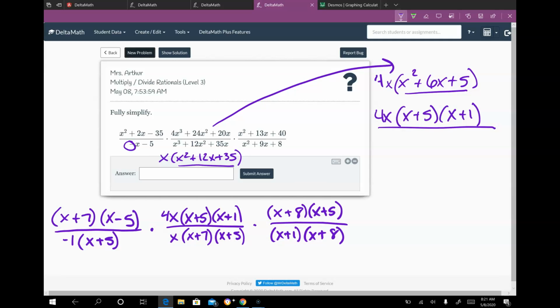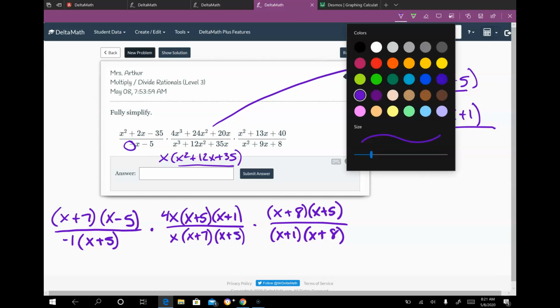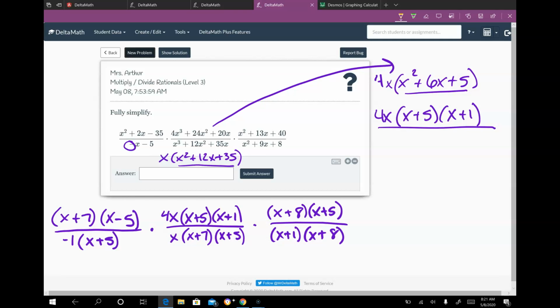Okay, now we get to cancel our factors out. Let's do this. So, I usually start up here. There's an x plus 7, x plus 7. No x minus 5. Okay, there is an x plus 5. There's actually 2 of them. Well, 4, so you can mark out 2 sets. There's an x plus 1, x plus 1, x plus 8, x plus 8. There's an x and an x, and that's it.